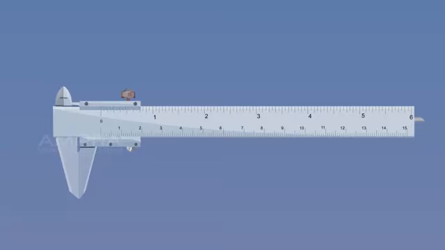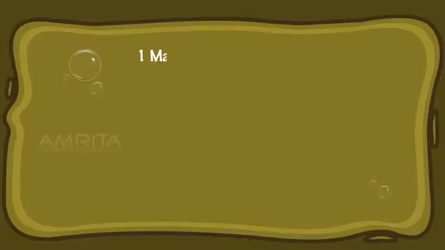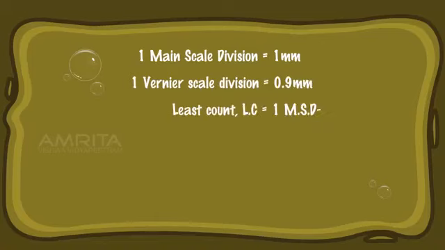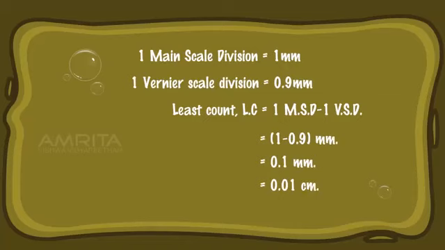First, we have to determine the least count of the given vernier calipers. One main scale division is equal to 1 mm. One vernier scale division is equal to 0.9 mm. Least count LC is equal to 1 MSD minus 1 VSD, equal to 1 minus 0.9 mm, that is equal to 0.1 mm, which equals 0.01 centimeter.